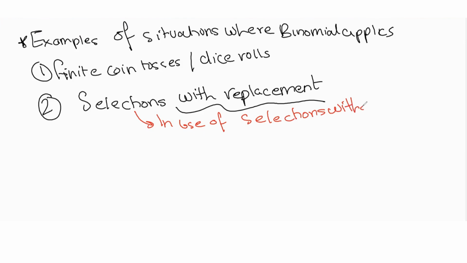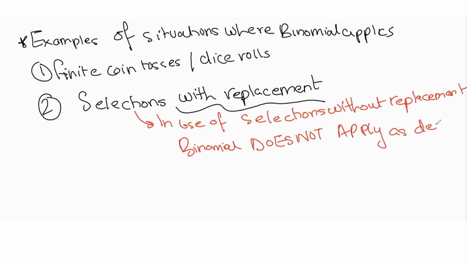In case of selections without replacement, if you're selecting stuff without replacing it, binomial does not apply. You cannot apply binomial in that case, because you do not have independent trials and you do not have constant probability of success. It does not apply as the trials are dependent. Why? Because say you have five balls in an event, three are red, two are black. If you choose one red ball and don't replace it, the next time you choose, the probability of getting a red ball will change. So the probability of success is not constant. You have dependent trials, so binomial can't apply in selections without replacement. In selections with replacement, you can apply binomial.